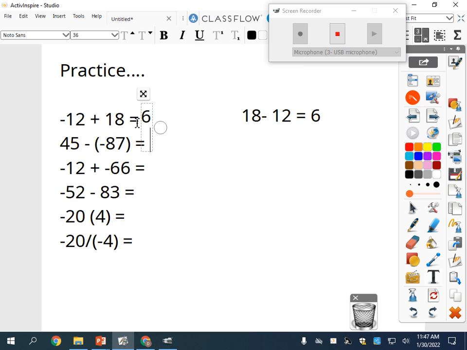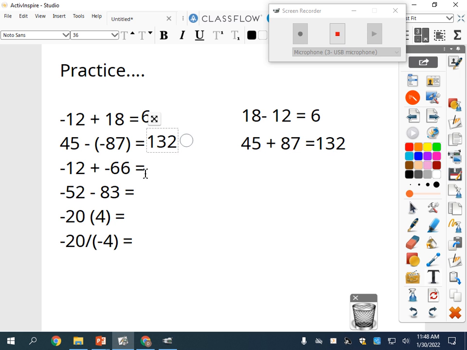Okay, this one right here, oh, look at this. I'm going to keep, change, change. It's subtraction. Keep, change, change. Oh, yay! It turns into an addition problem with two positive integers. So it looks like I'm going to get 132. Okay, so my answer to this is 132.